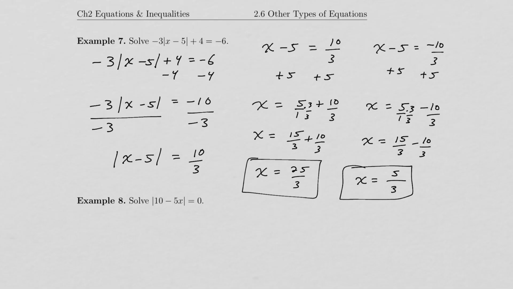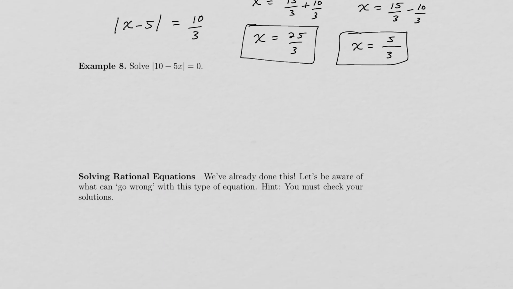Okay, what if the absolute value of the expression equals 0? Well, the only way that that can happen is if the expression right inside the absolute value is equal to 0. That's the only possibility. Absolute value of 0 is equal to 0. Nothing else will give you 0. So in this case, there's just one possibility.